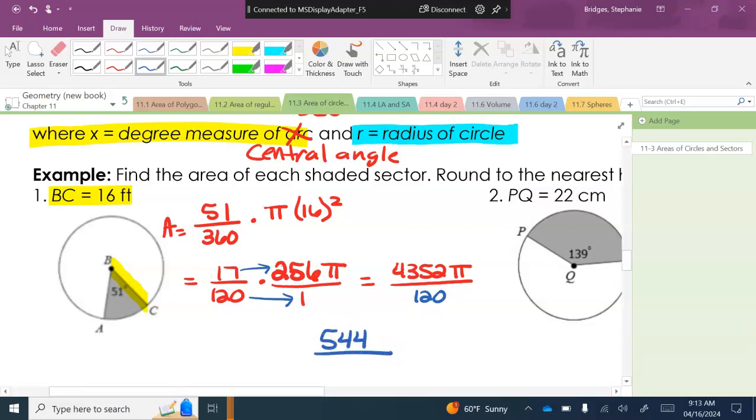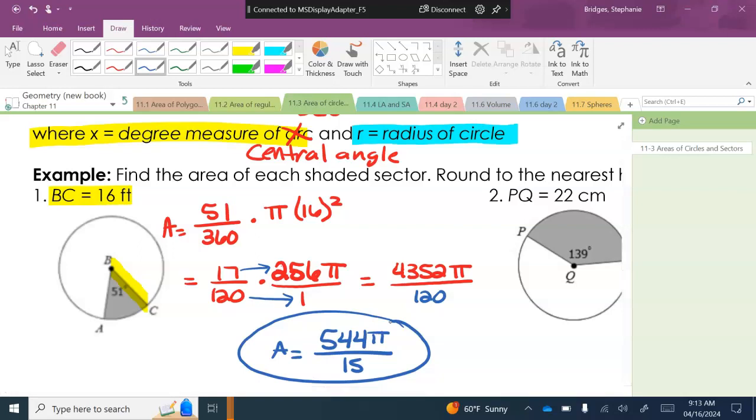544 over 15. And then the only thing I have left to do is what did I leave out of the whole process? The pi. So we're going to stick a pi at the top. And that's how we want to leave these in exact form. Okay, so you're going to rely heavily on the calculator, especially with these fractions. Sometimes you will end up getting a whole number and it won't be a fraction because it'll work out nice and neat. But sometimes it's not so nice and neat. Are we ready to try another?